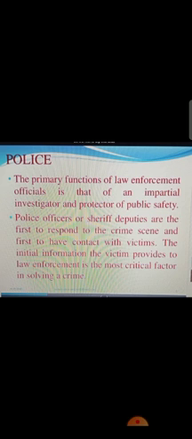The primary function of law enforcement officials is that of an impartial investigator and protector of public safety. It means the police's main function is to be impartial while investigating and protecting the public safety. Police officers or sheriff's deputies are the first to respond to the crime scene and first to have contact with the victim. The initial information the victim provides to law enforcement is the most critical factor in solving the crime.